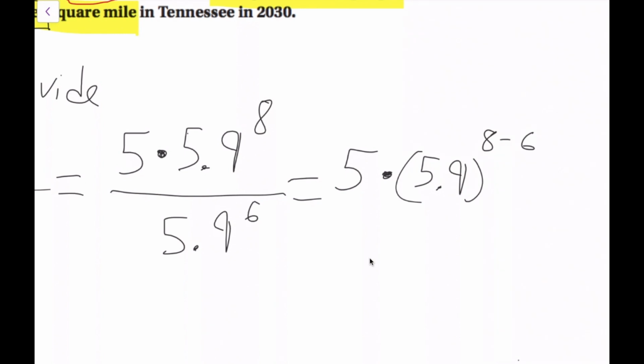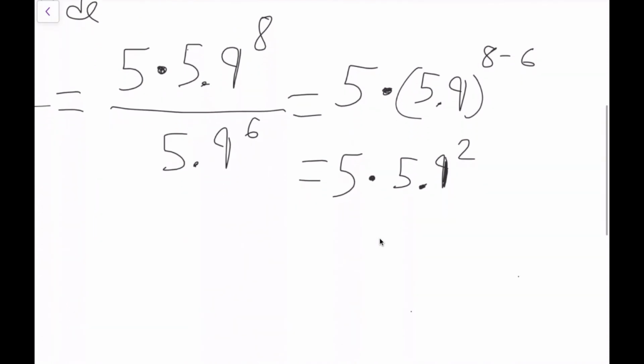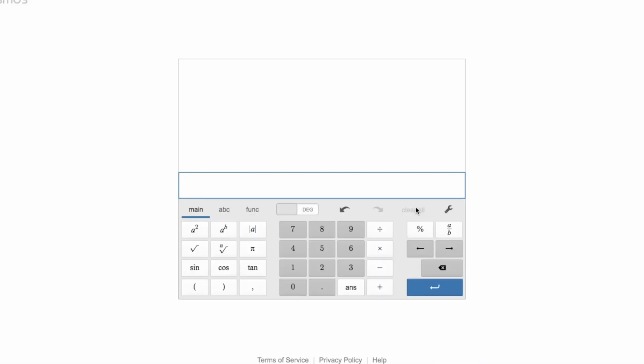And now I can simplify 8 minus 6, and that's going to be 5 times 5.9 to the second power, because 8 minus 6 is 2. Here I won't write parentheses because we definitely don't need them, though you can always have them. And now I just have to evaluate what this is. I could multiply this out, but I'm just going to use my calculator and plug this all in to get 5 times 5.9 squared.